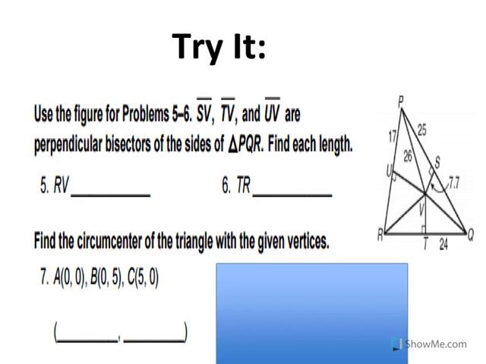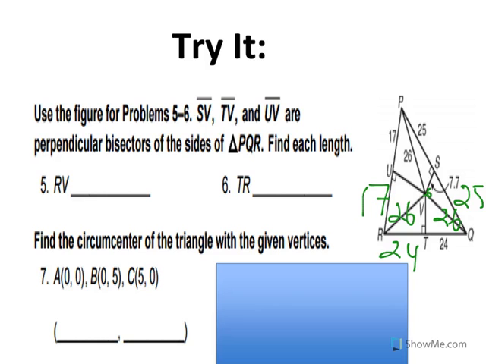Use the figure for problems 5 through 6. SV, TV, and UV are perpendicular bisectors of the sides of triangle PQR. Find each length. So even before you start doing your work, we can label all of these out. Right. So if that's 17, this is 17, this is 25, and this is 24, and then these are perpendicular bisectors. So your V is your circumcenter, so this is 26, this is also 26.